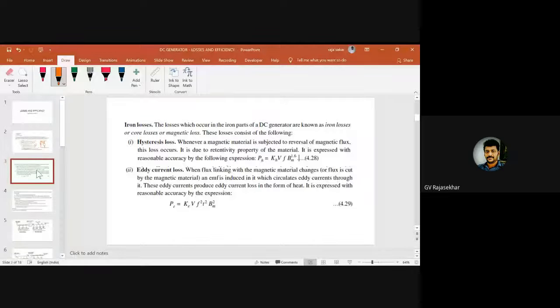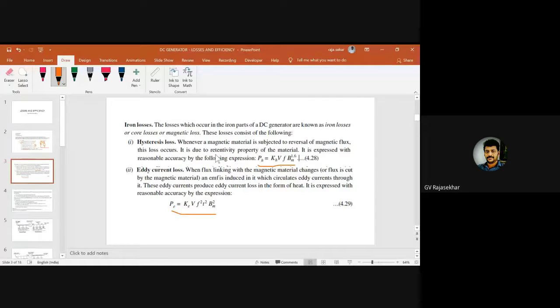Next one is iron loss. While dealing with transformers, we learned about iron loss, or losses in the magnetic core. The losses that occur in the magnetic core are called iron losses. All magnetic losses are related to iron loss. In iron losses, we have hysteresis loss and eddy current loss. We know the hysteresis loss formula and the eddy current loss formula, and we dealt with these same two losses in transformers.